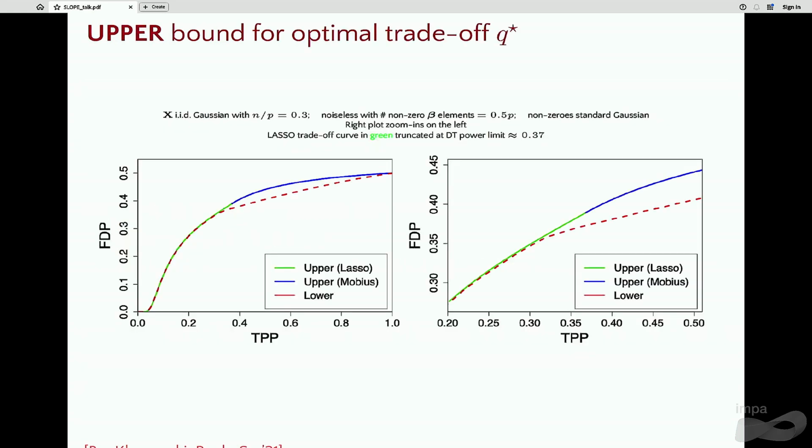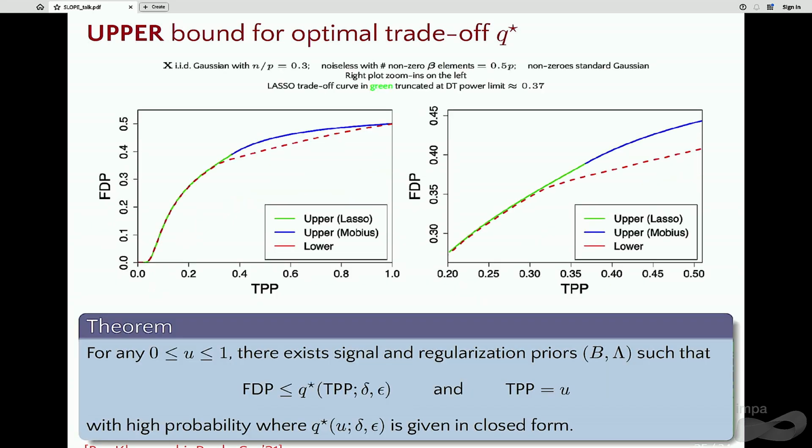In particular, what we're looking at here is a specific delta epsilon pair for SLOPE. The upper bound is given in green and blue, and the lower bound is given in the red dashed line. This plot zooms in on the left-hand side. The colors correspond to how we actually prove the upper bound.